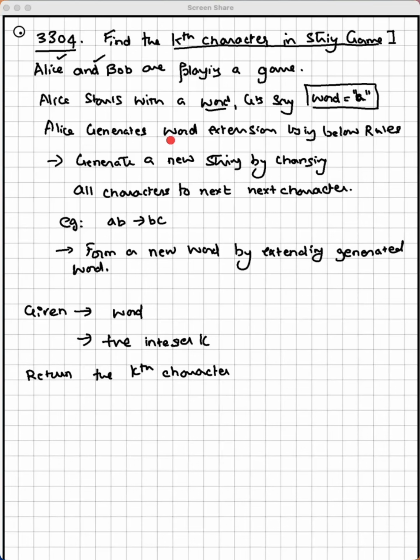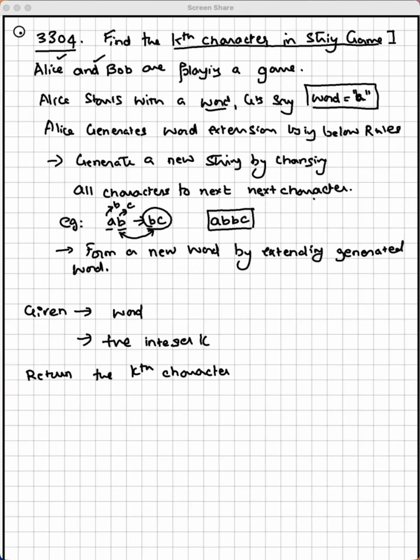Now Alice has to keep generating the word extension using the rule given below. And the rule goes like this. You have to generate a new string by changing all the characters to the next character. So the next character of A is B, the next character of B is C. That results in BC. And then we have to take these two and concatenate to generate a new word. So that becomes AB, BC.